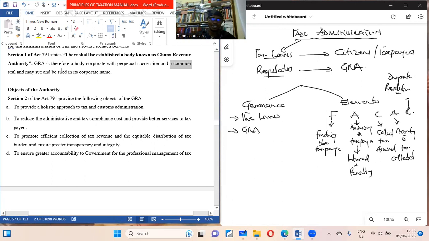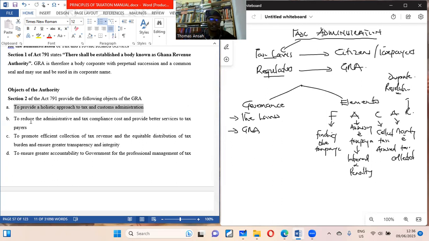Now, why did he set up the authority, the objective, the reason why he did that? Section 2 of the Ghana Revenue Authority Act tells us that he aimed at providing a holistic approach to tax and customs administration, a holistic approach. When we say something is holistic, it means that you don't start at one end and leave the others for people to continue. You do everything all together.